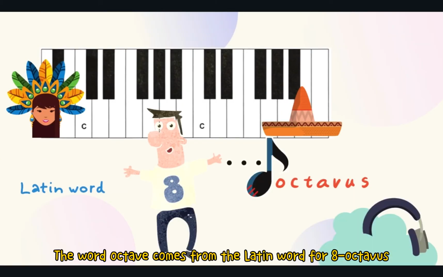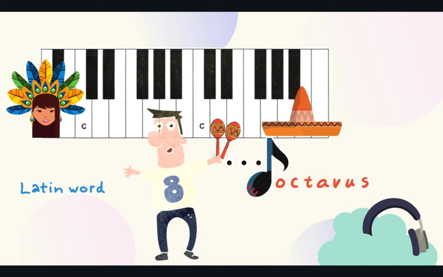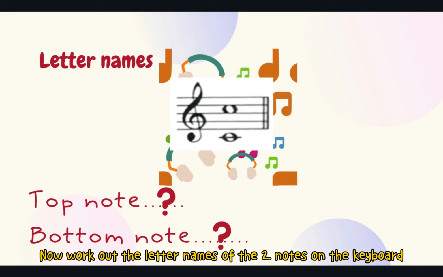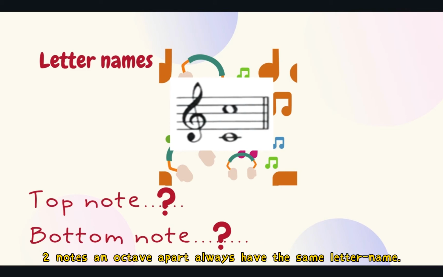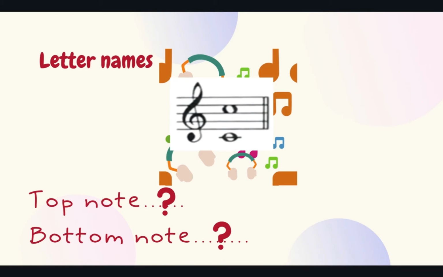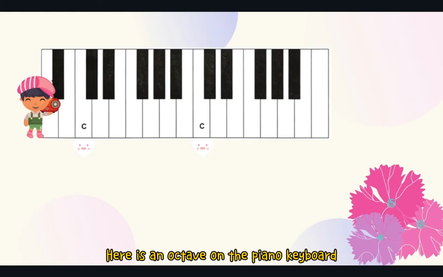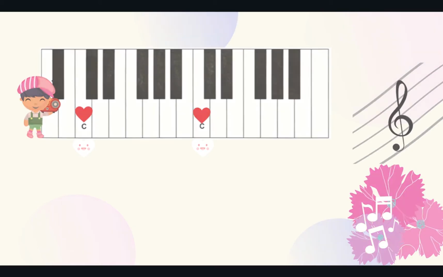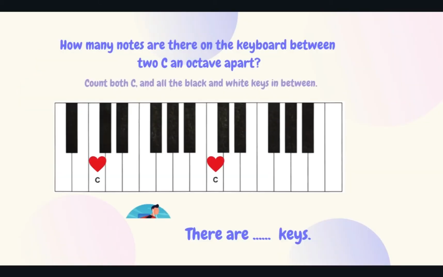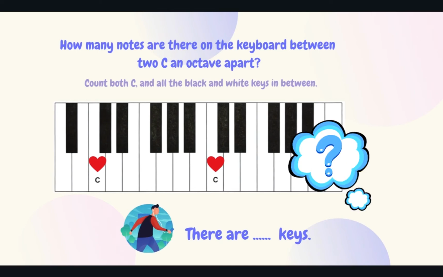The word octave comes from the Latin word for number 8. Now, work out the letter names of the two notes on the keyboard. On written music, two notes an octave apart always have the same letter name. Here is an octave on the piano keyboard. Answer the question below. How many notes are there on the keyboard between two Cs an octave apart?